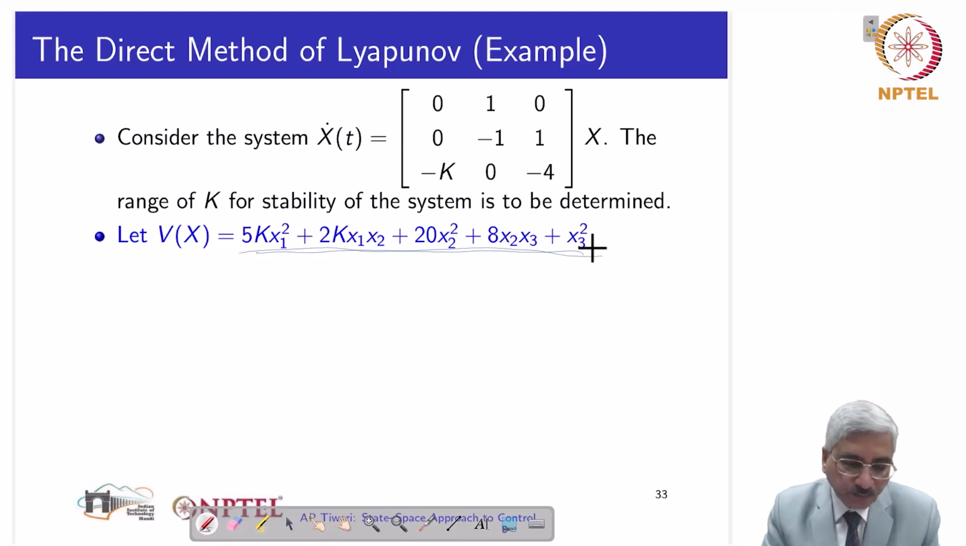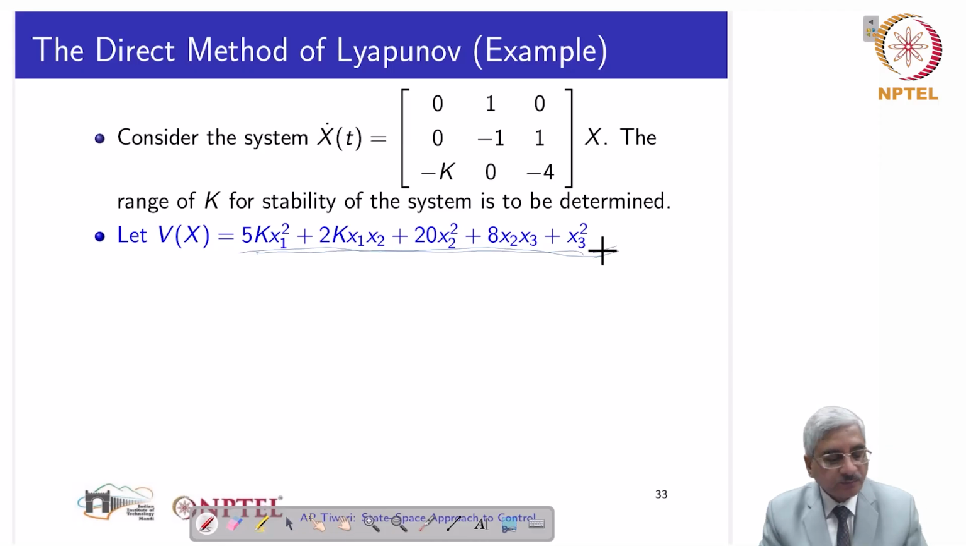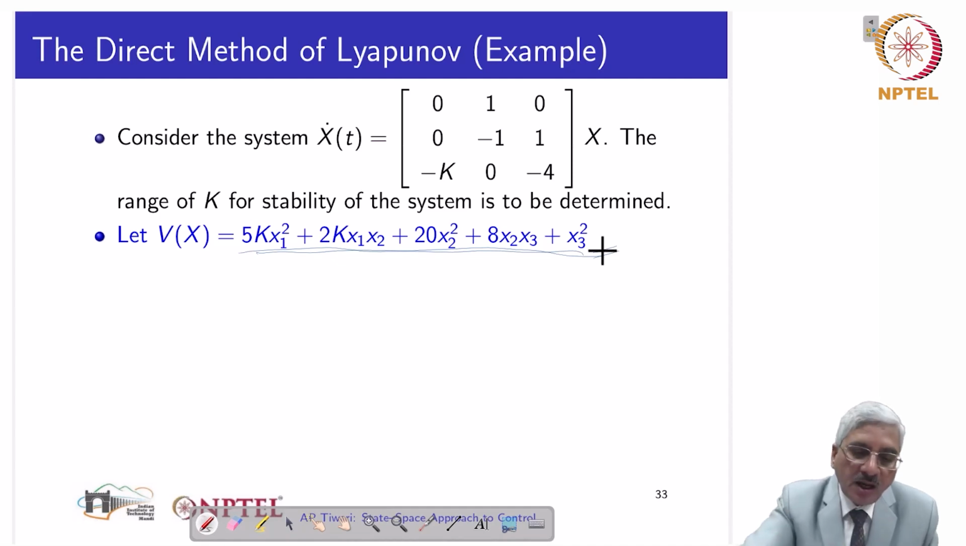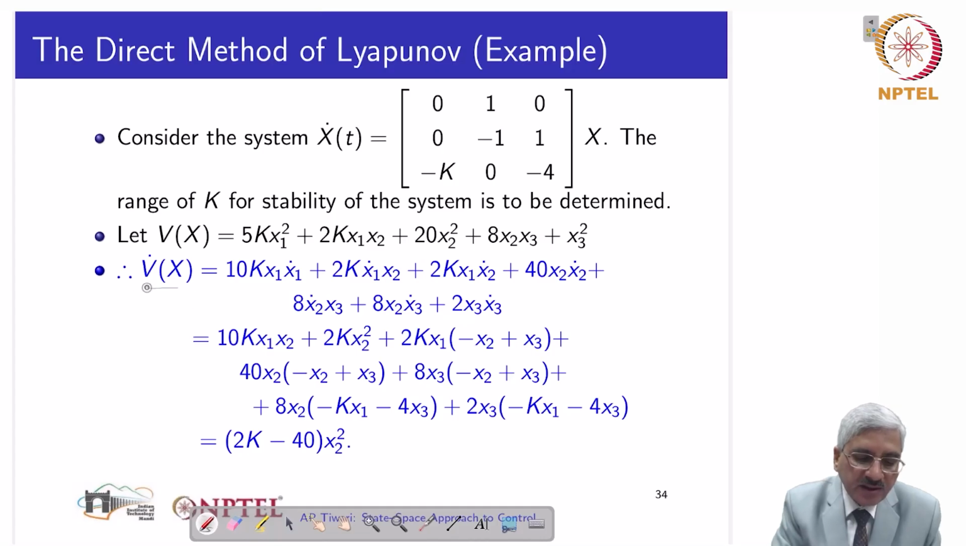I'm sorry. But this one, as we will see, is selected carefully so that it gives a solution which is simpler. So we start with this Vx and we differentiate it with respect to time. So this one will give 10k x1 dot. This will give 2k x1 dot x2 and 2k x1 dot by chain rule. This will give 20 into 2, 40 x2 dot, and so on.